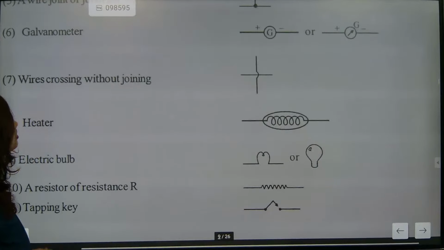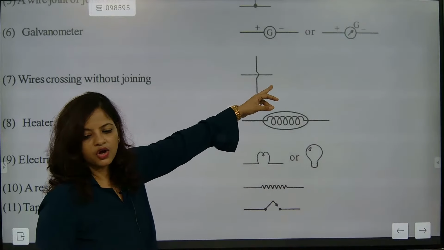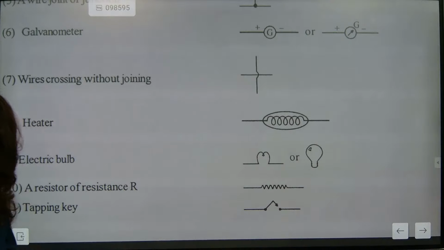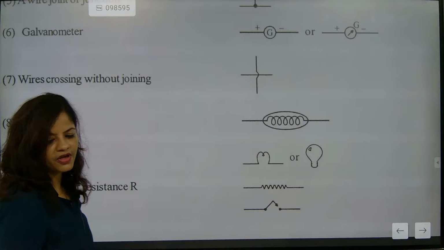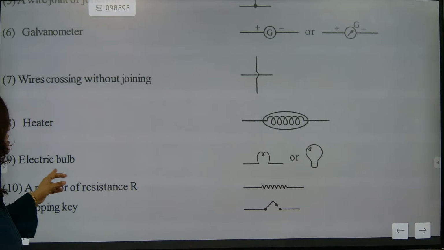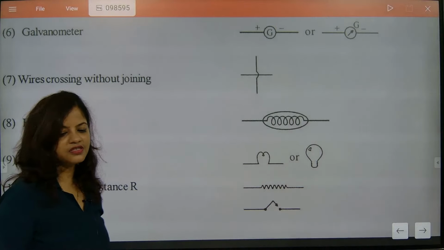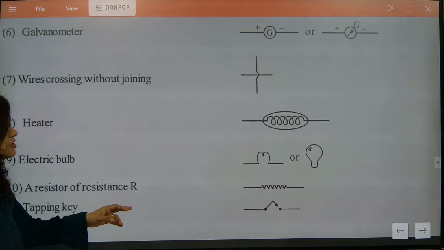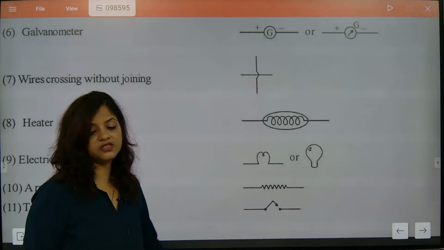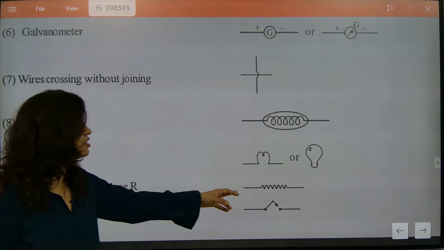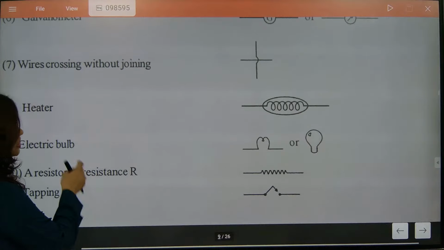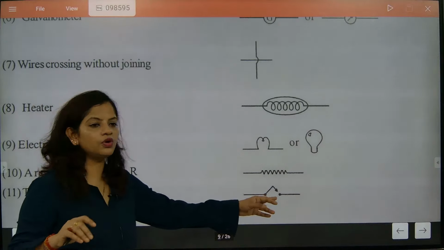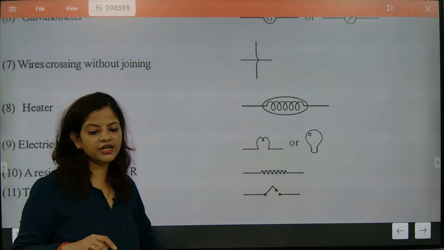Okay, wire crossing without joining is called a crossover. Now the heater: this is the symbol of a heater. This is the symbol of an electric bulb. This is a resistor, but this is a fixed resistor. It is not changing at all; its resistance will not change. This is a tapping key, as I told you. When it is open, the circuit is open.